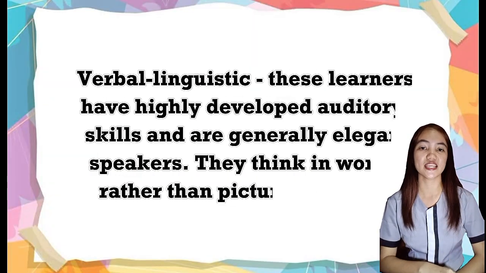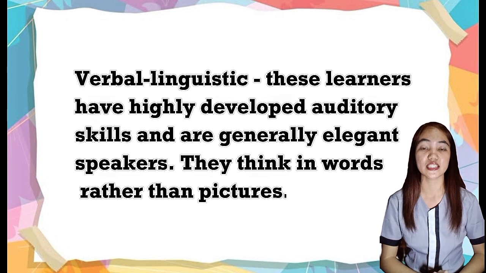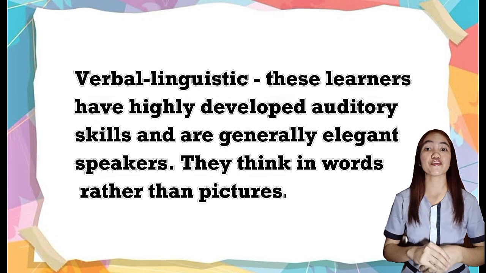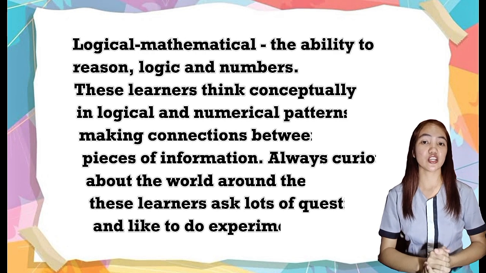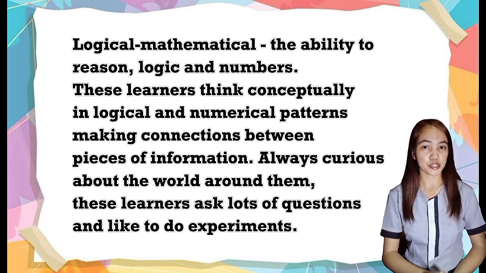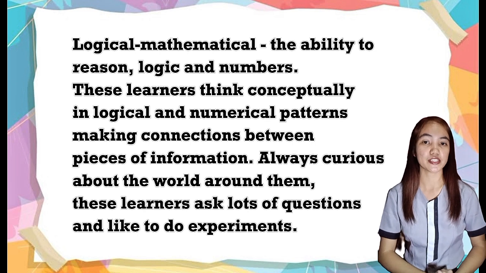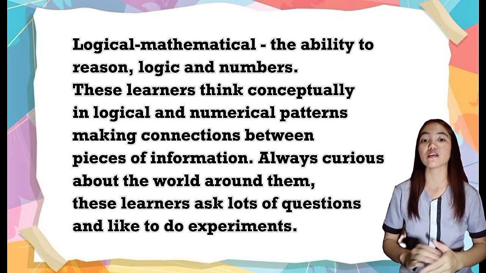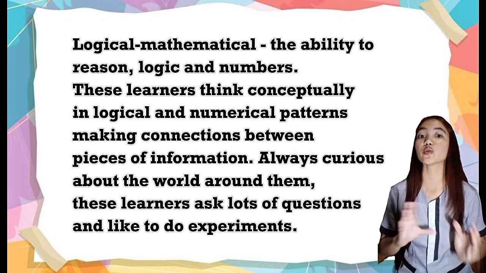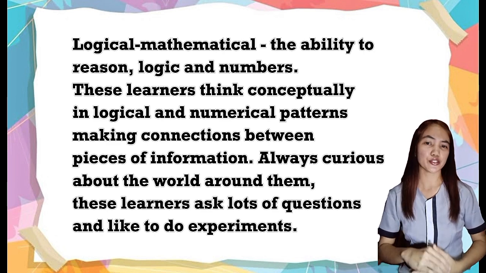So the first one is verbal linguistic. These learners have highly developed auditory skills and are generally eloquent speakers. They think in words rather than pictures. The next one is logical mathematical. This is the ability to reason, and to use logic and numbers. These learners think conceptually in logical and numerical patterns, making connections between pieces of information. They are always curious about the world around them. These learners ask lots of questions and like to do experiments.